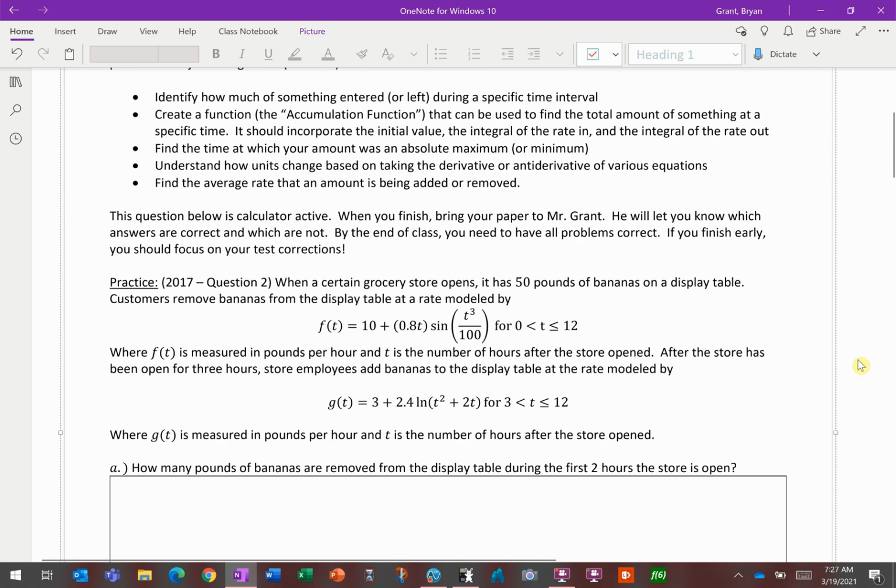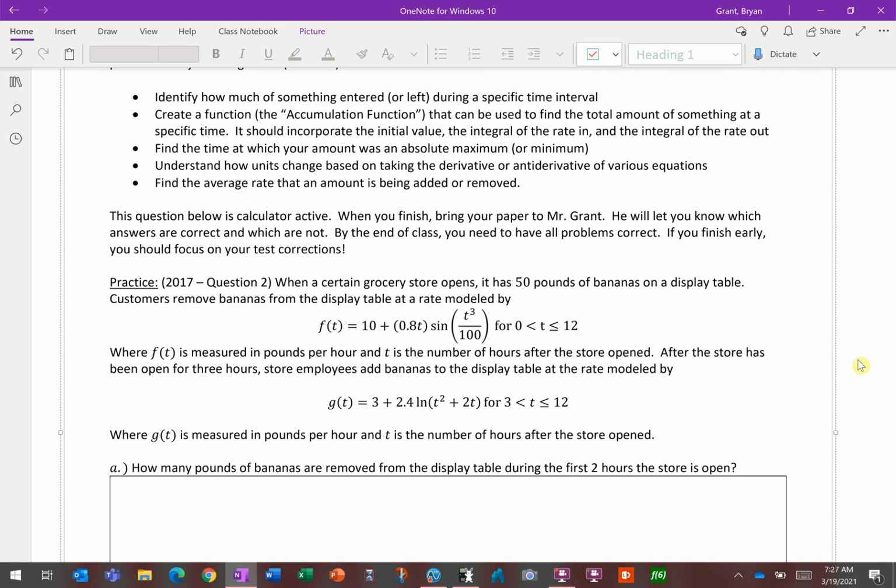So what's happening? Well, a grocery store opens, has 50 pounds of bananas on a display table. No idea if that's accurate or not, but I think AP tries to be pretty accurate with their scenarios, so let's assume an average table in a grocery store is 50 pounds. Maybe next time you go shopping, you can check it.